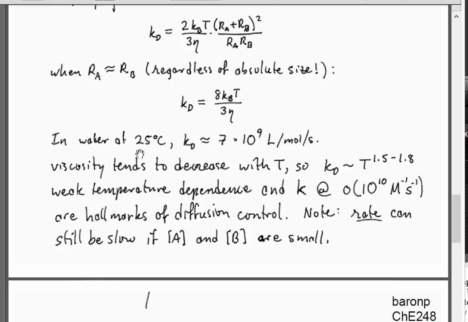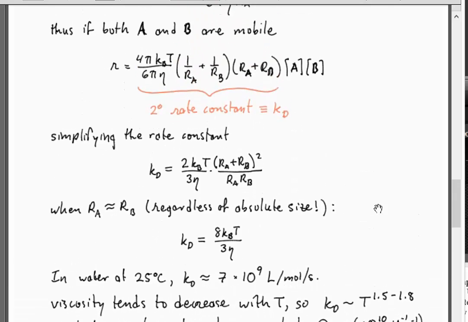Well, in water at 25 degrees C, we plug in the viscosity and the temperature, and we find that the diffusion controlled rate constant is 7 times 10 to the 9 liters per mole per second. So you should remember this figure. It's approximately 10 to the 10 liters per mole per second. And that's one of the hallmarks of a diffusion-controlled reaction, that it's quite fast in terms of its rate constant. Now, the rate itself can still be quite slow if the A and B concentrations are both low, because the rate, of course, is going to be the rate constant multiplied by those.